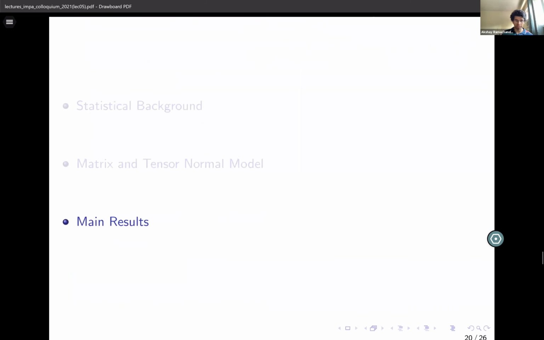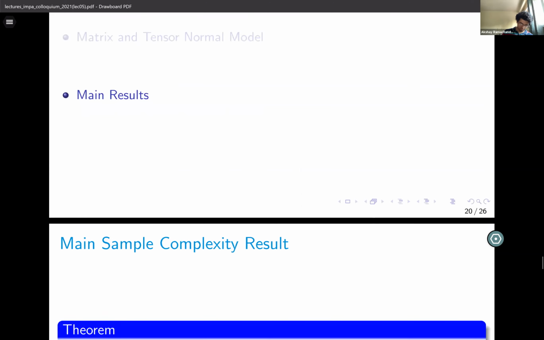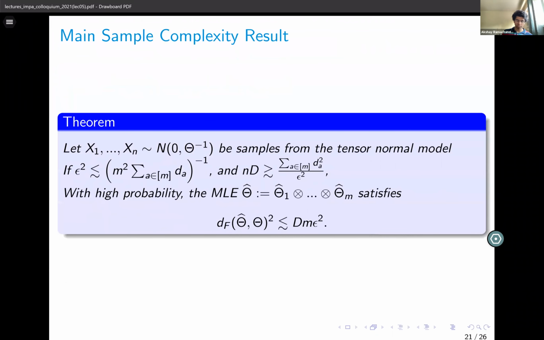And so what are our main results? Given samples from the tensor normal model, remember in the Gaussian case, this was as soon as epsilon is smaller than some constant, then ND bigger than the degrees of freedom over epsilon squared is enough to get what you want. Here, we have epsilon squared bigger than some dimension dependent factor, but it's weakly dimension dependent. It's not 1 over the product of D, it's just 1 over the sum of D, right? So now as soon as epsilon is this small, you get exactly the convergence that you want.